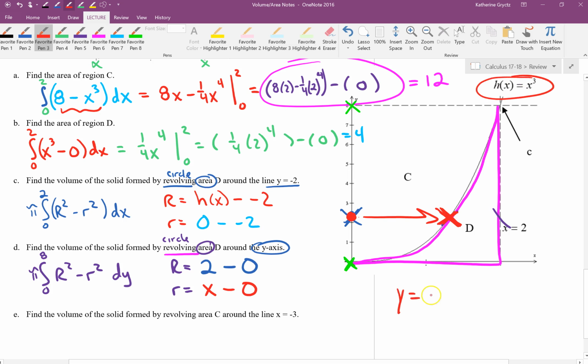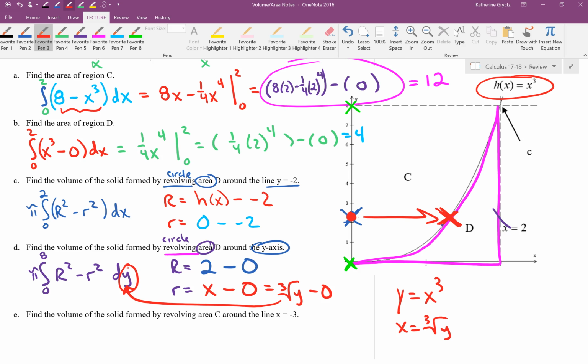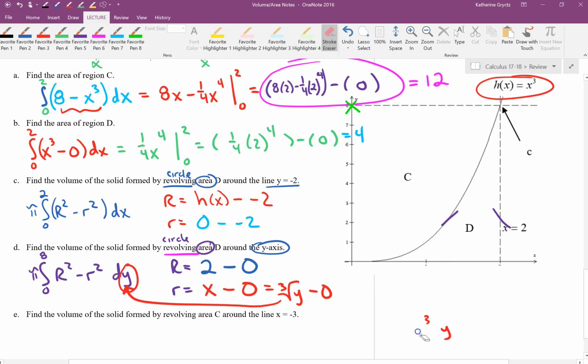So this function is really y equals x cubed, or x equals the cube root of y. So when you actually go plug this in, you're going to need to have the cube root of y minus 0. You don't have to show the 0, because we're dealing with dy's. Okay? But when you're going horizontally like that, you have to do right minus left. Okay, all right, and then last one. That's it for that problem. If you're not evaluating, that's all you had to do.